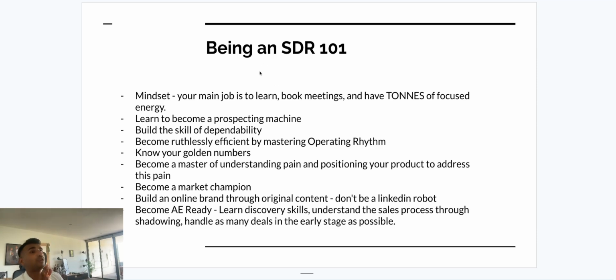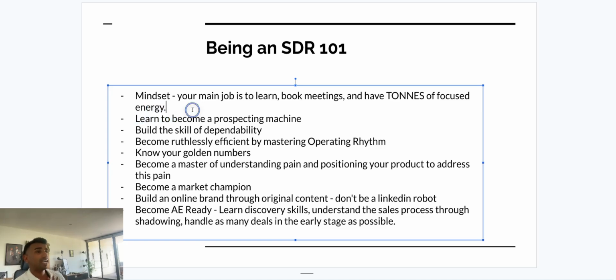Now, there's some key points that I want to cover. Firstly, mindset. Yes, I am going to be that guy, and I am going to talk to you very briefly around mindset because there's a lot of things that people miss when they step into SDR roles. Firstly, your main job is to learn. Your second job, or actually kind of primarily with that main job of learning, is to book meetings, right?